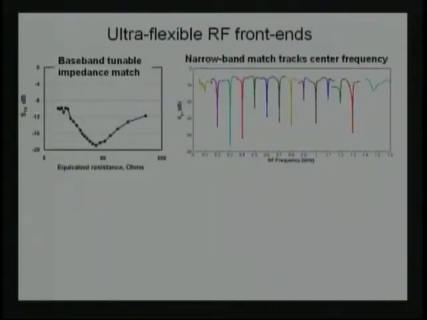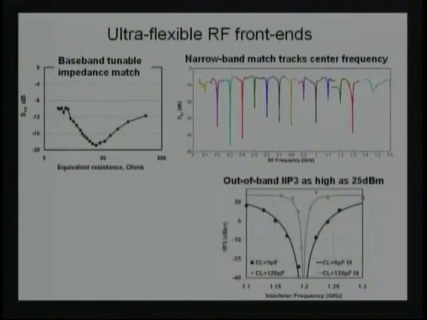So this is the demonstration that that idea works. On the left, you see the ability to control your impedance match on the antenna by just modulating digital numbers. And this impedance match actually works across more than a decade of frequency. A little bit more surprising is that the performance of this kind of radio is extremely good. So out-of-band linearity is extremely high.